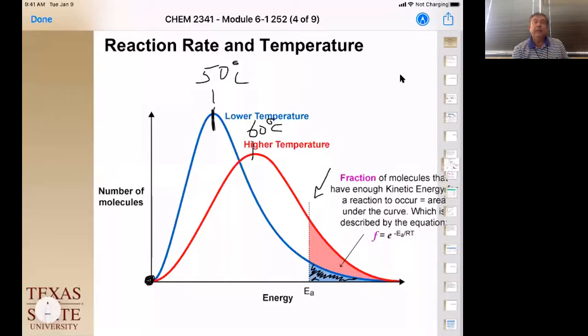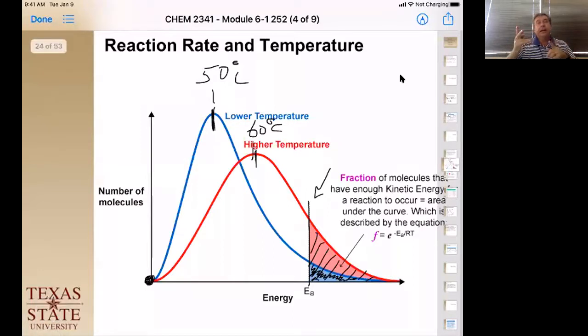Notice the 0 point is still the same because you can't have less than 0 energy, but our weighted average shifts up. And when our weighted average shifts up, our activation energy did not change. But we now have more molecules that are in that range of having enough energy to form your activation, to form your transition state. More molecules forming the transition state, the faster you get the product. Okay?